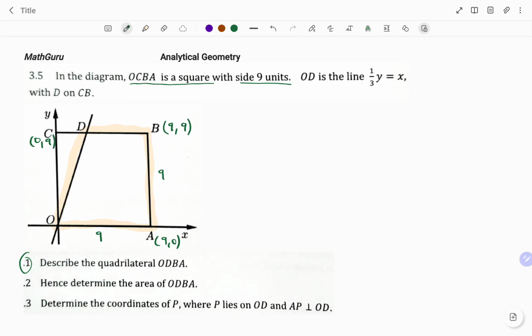So having found all the coordinates, O is 0, 0, because it's at the origin, then we have A 9, 0, B 9, 9, and C 0, 9. You can see that the quadrilateral ODBA, as shown, is a trapezium, where one pair of the sides are parallel.